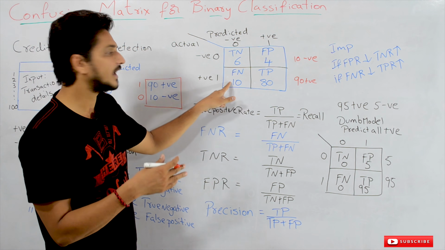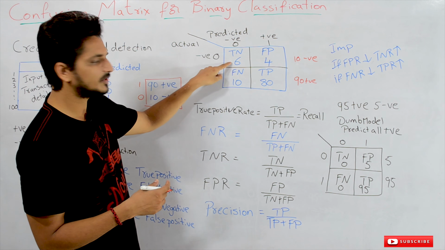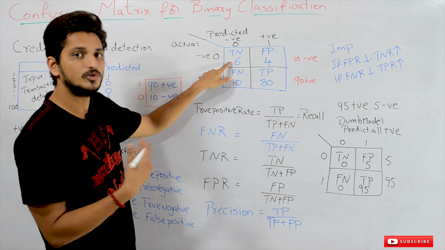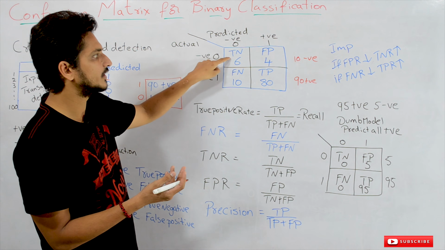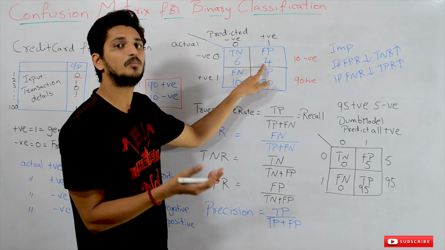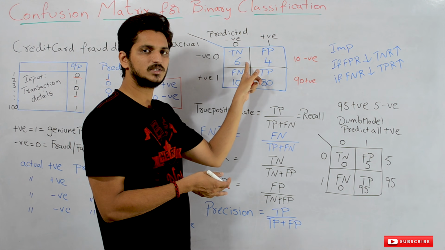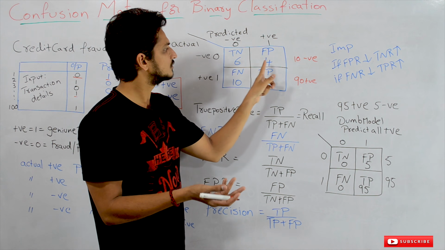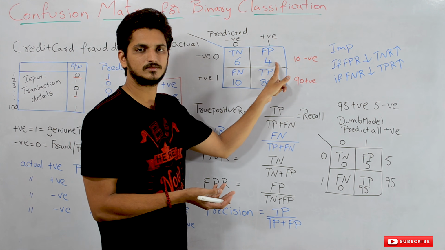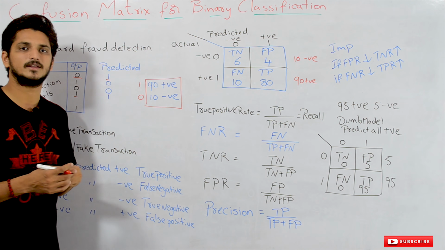In the same way, out of 10 negative points, 6 have been predicted as negative points. Those come under true negative. The remaining 4 have been predicted as positive points. Out of 10 negative, 6 negative means the remaining are positive. So 4 positive values are false positive values. This is what a confusion matrix is.